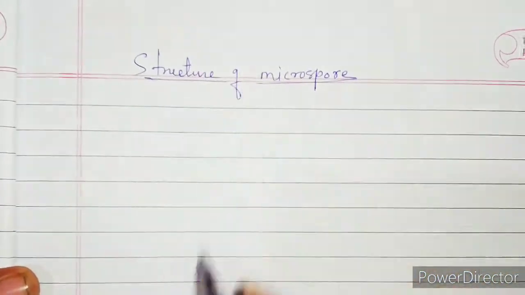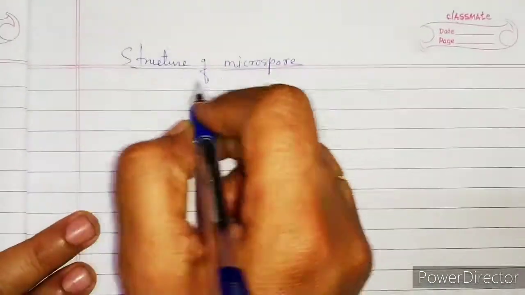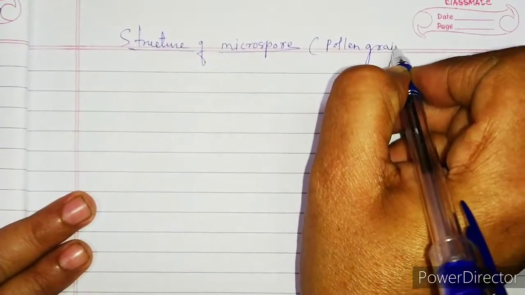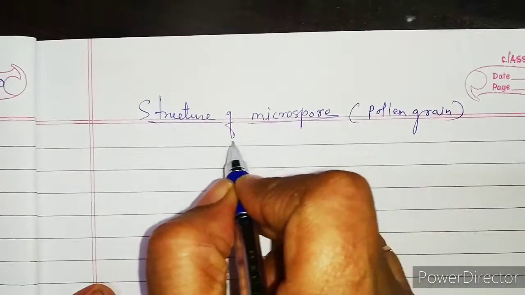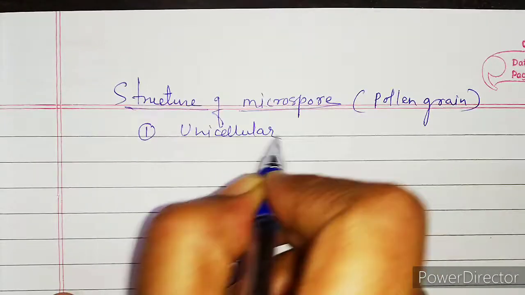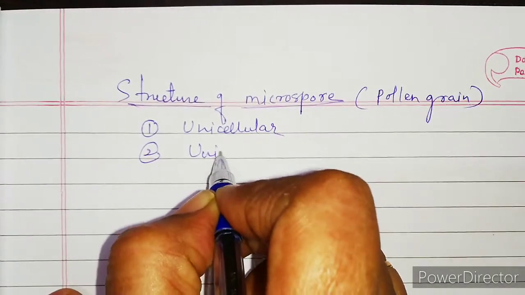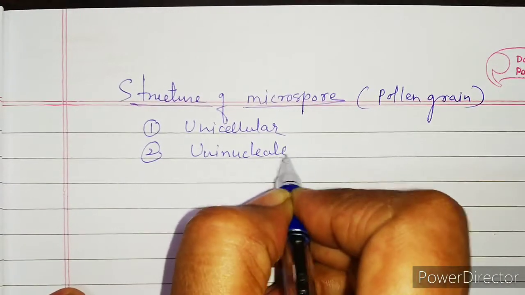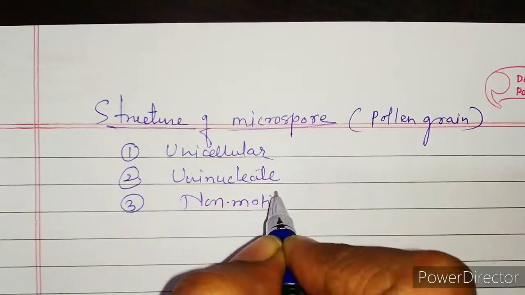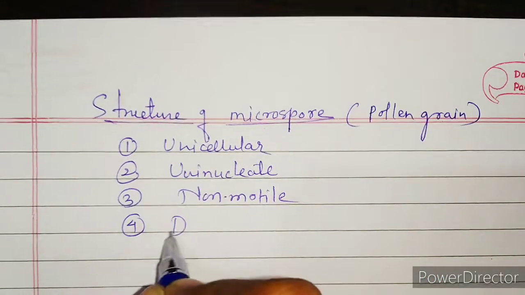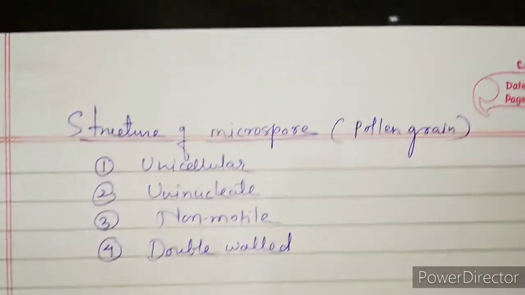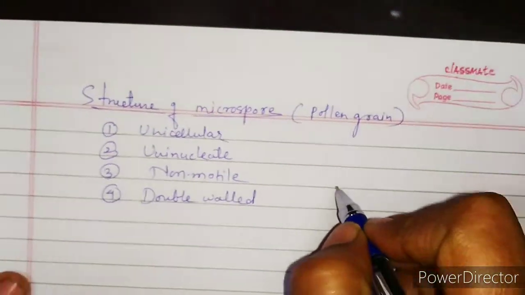Structure of microspore. Here, a microspore you can write as a single pollen grain. Each microspore is unicellular, uninucleate, non-motile, and double walled, etc. Now, how can you draw the structure of microspore?